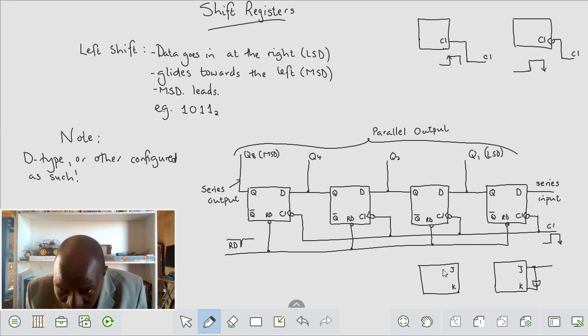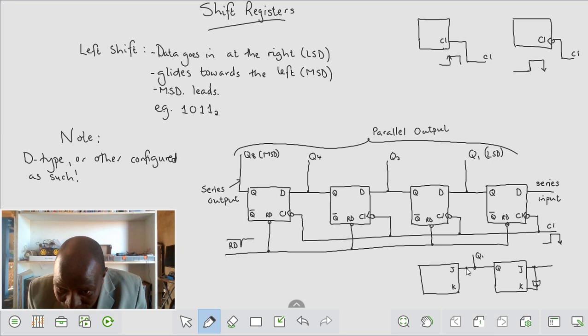All right. But let's say you are short. Let's say we have 3 D types and 1 JK. Then you are forced to mix. But in normal circumstances, you would have your J's working together, so that will be your Q feeding the next J, and that will be your Q1. Okay.